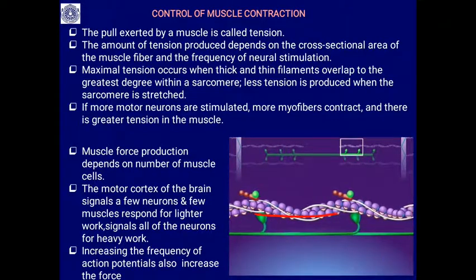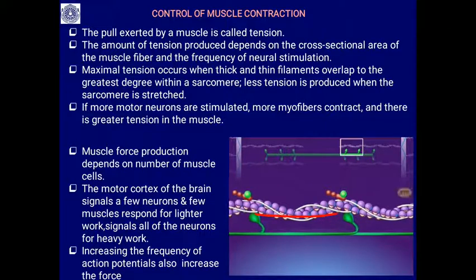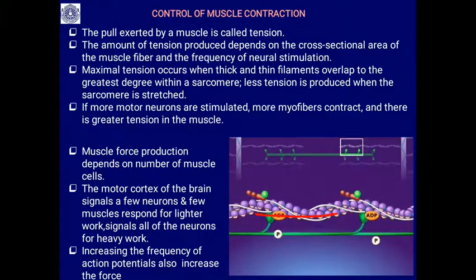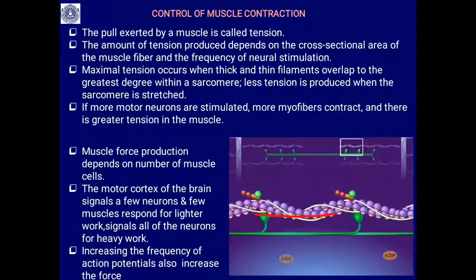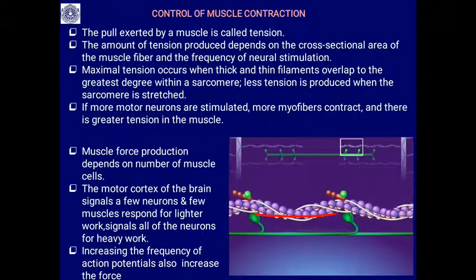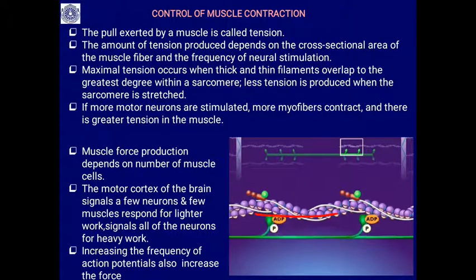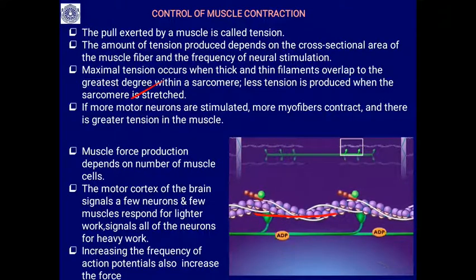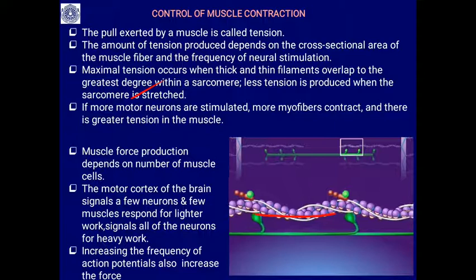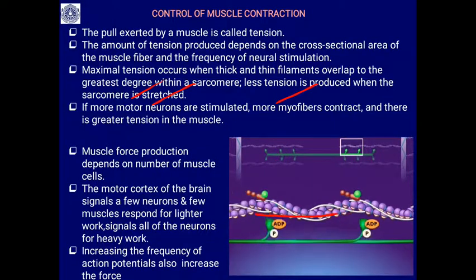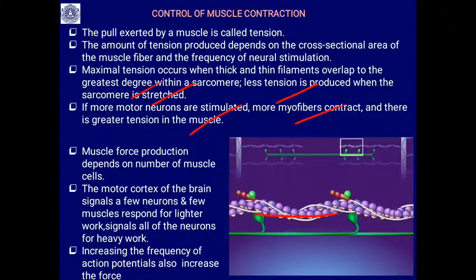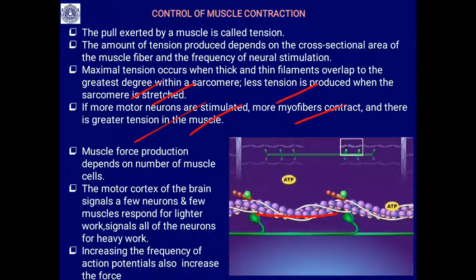The amount of tension produced depends on the cross-sectional area of the muscle fiber and also the frequency of the nerve stimulus, or neurotransmitter released on the surface of the muscle. Maximum tension occurs when the thick and thin filaments overlap to the greatest degree within the sarcomere. Less tension is produced when the sarcomere is stretched. If more motor neurons are stimulated, more myofibrils contract and there is a greater tension in the muscle.